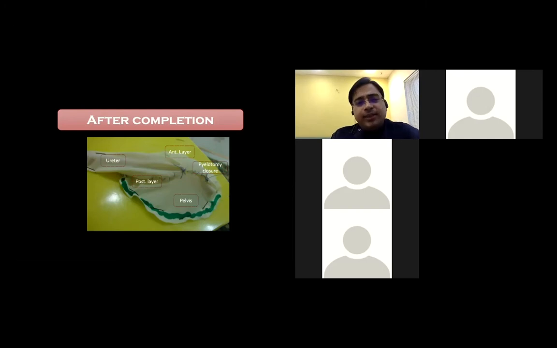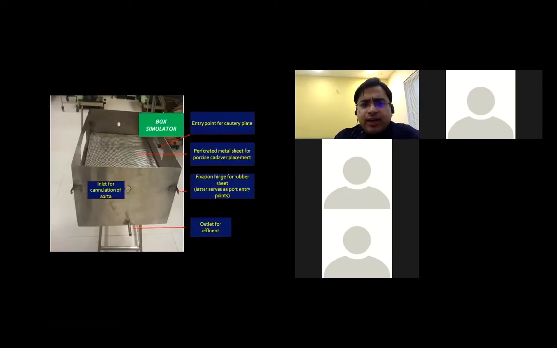Now we'll quickly shift gears and move to wet lab situations. What simulation models can you use in the wet lab to achieve training in a particular surgery? So this is a box simulator that we developed. My colleague, Dr. Jaspreet, and my mentor, Dr. Kanpule, developed this particular box simulator.